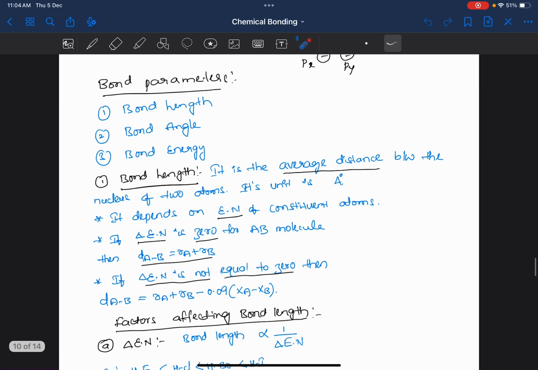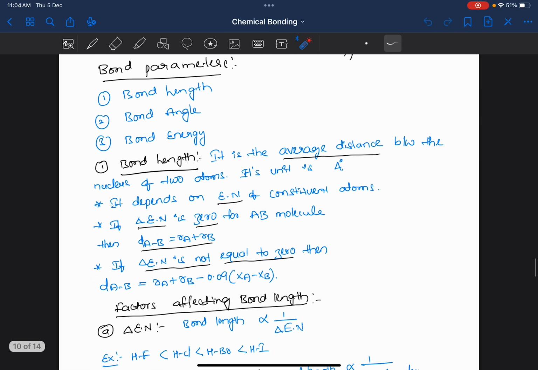And next, bond parameters. Here, bond parameters are important topics. They are bond length, bond angle, and bond energy. So first, bond length. What is bond length?